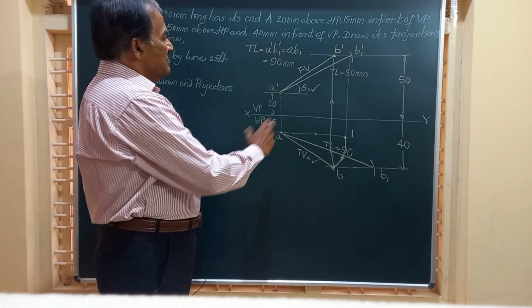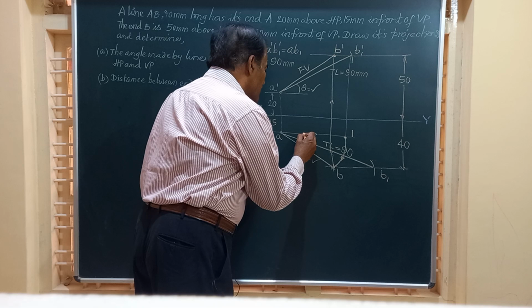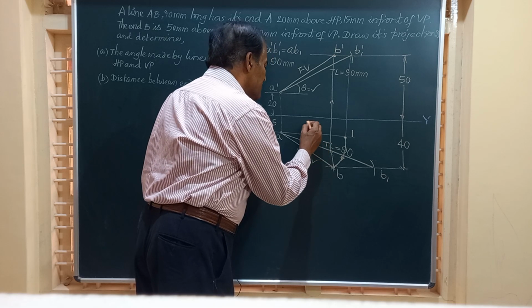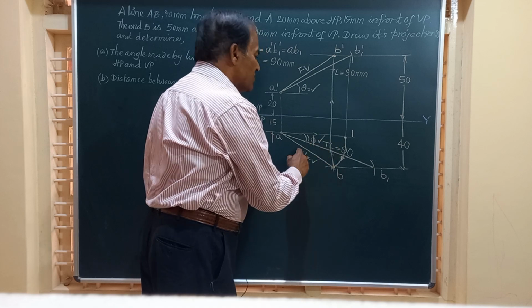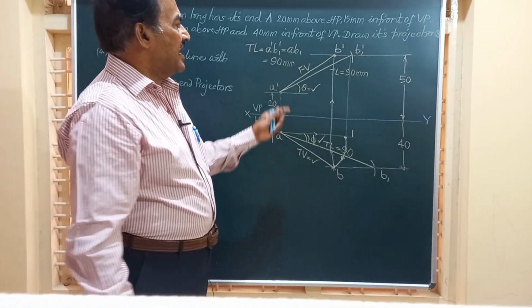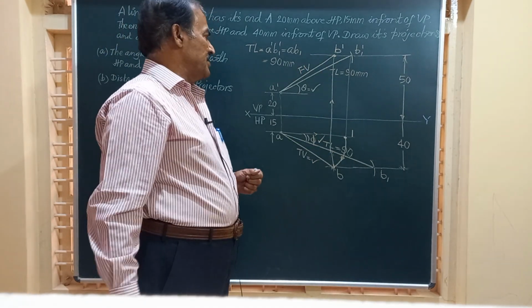Friends, we have got the true length in the top view. After getting the true length, you can find out phi. Phi means the angle made by the line with the VP. Theta you have found out. And this will give you the complete projections of the line AB.